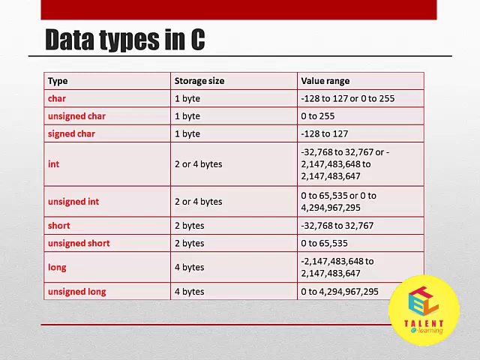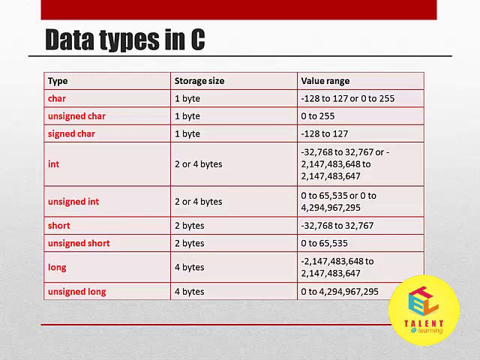The same case with int, which is 2 or 4 bytes, which can hold up to the value range of -32,768 to 32,767. The same with unsigned integer, but its range is 0 to 65,535, or if it was 4 bytes, its range is 0 to 4,294,967,295.